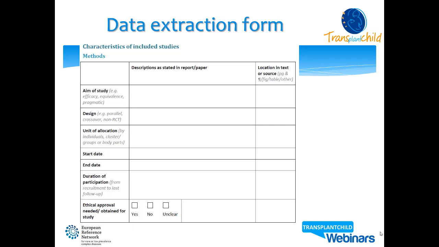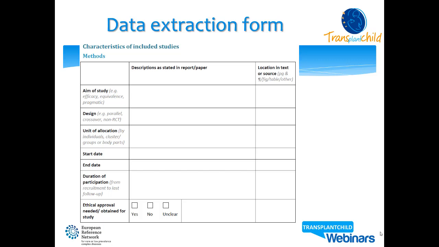Then the unit of allocation. I think in all the studies we are including, the unit of allocation is by individuals. That means we are comparing individuals or using data from individuals. In case we have some type of cluster or groups, I encourage you to describe it here. But as I mentioned before, I think 100% of them are individuals.